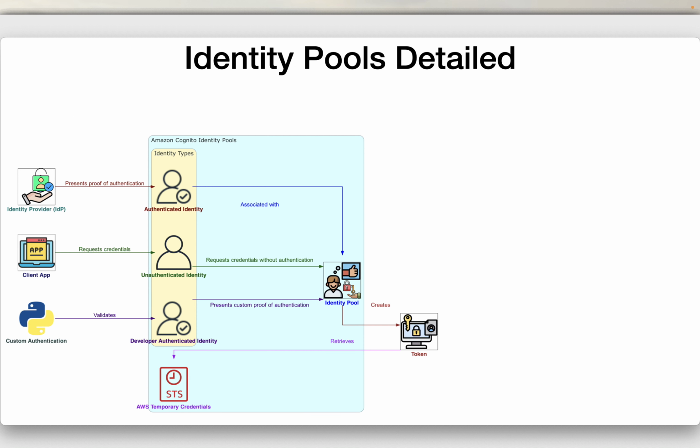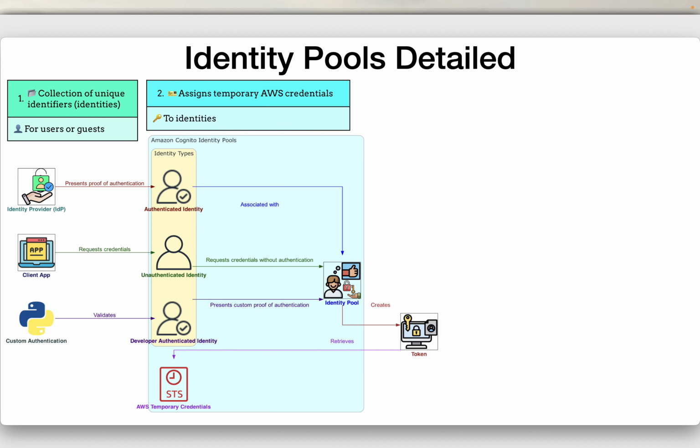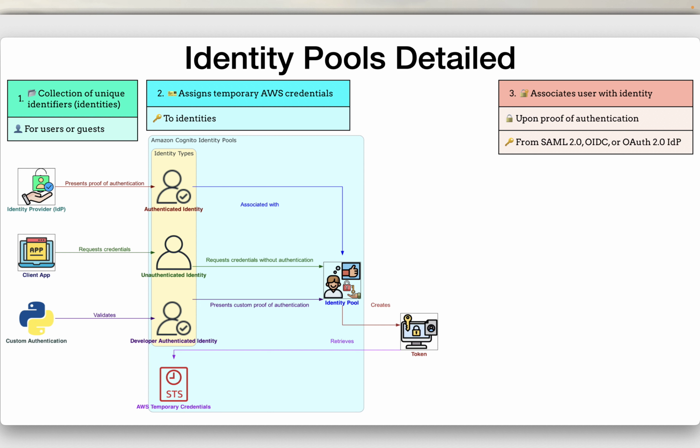So next we'll see identity pools, which is the second major feature of Cognito. An identity pool is a collection of unique identifiers, or identities, that you assign to your users or guests. Identity pools authorize identities to receive temporary AWS credentials. When you present proof of authentication to an identity pool in the form of a trusted claim from a SAML 2.0, OpenID Connect, or OAuth 2.0 social identity provider, you associate your user with an identity in the identity pool.